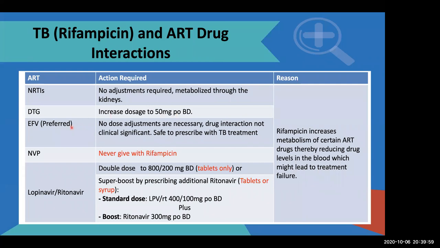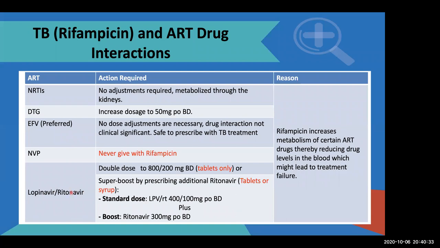Efavirenz is actually the preferred third drug to be taken in patients who have TB, who are taking TB treatment, because we don't need to do any dose adjustments and it is safe with TB treatment, right? However, sometimes patients have other issues where we cannot use efavirenz. Nevirapine is a no-go area. We never give nevirapine with TB treatment because of the shared liver toxicity. But also rifampicin reduces the blood levels very significantly.